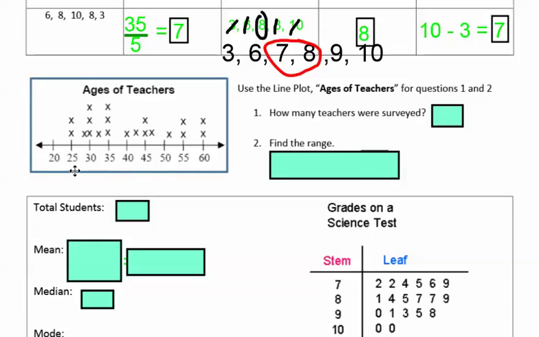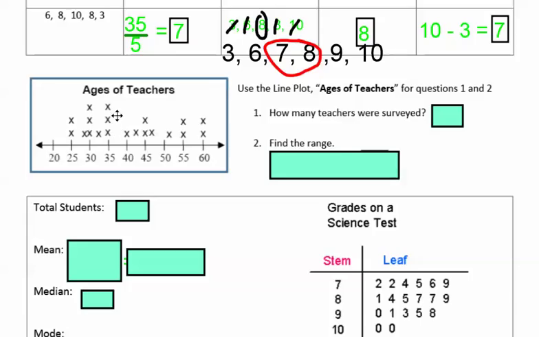However, we have 2 teachers that are 25. We have over here 2 teachers who are 60. If I look at 40, there's 1 teacher here. Okay, so each X represents 1 teacher. All right, there are no teachers who are exactly 50 years old. Okay, so that's how this line plot works. We put an X for each person.